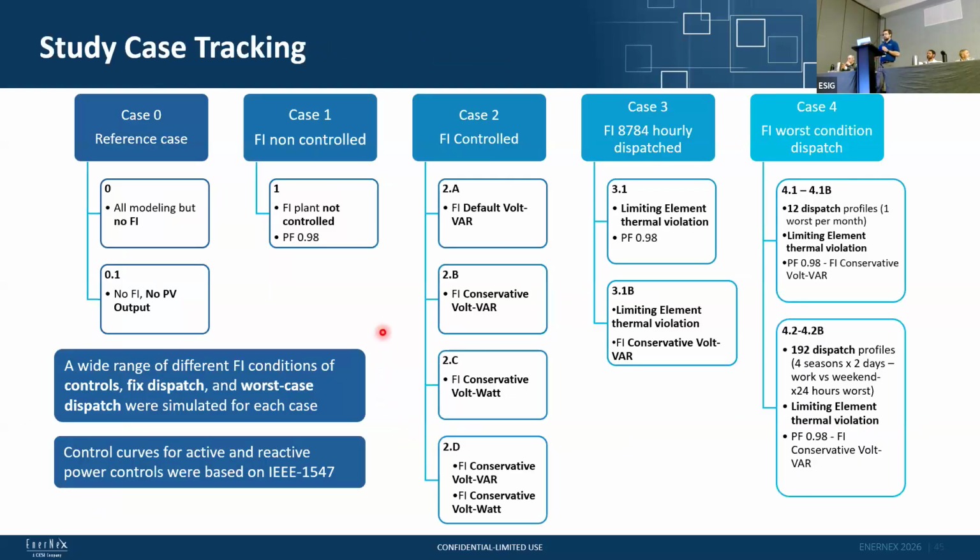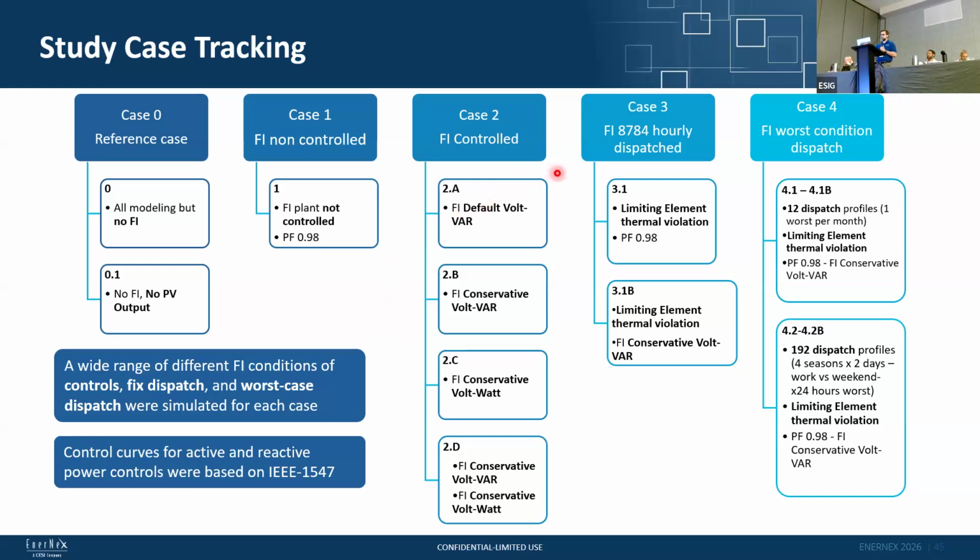So some of the study cases we looked at, obviously we had the reference case, the case 0. So it's all the modeling except no FI, no flexible interconnect PV. And then we call that case 0. And then there's a 0.1, which we use to help with some of the voltage analysis. So which is no flexible interconnect and no other PV outputs. And then case 1 is the flexible interconnect plant not controlled. So fixed power factor case is case 1.